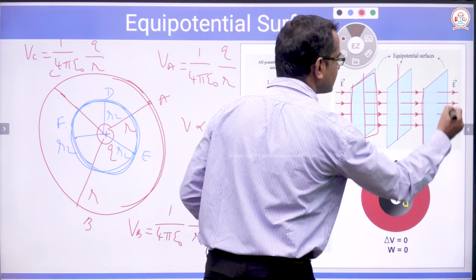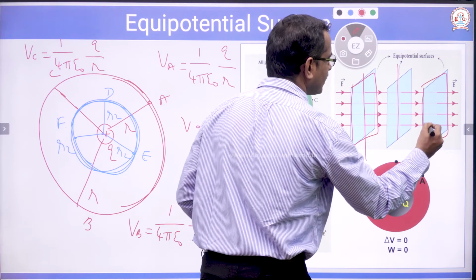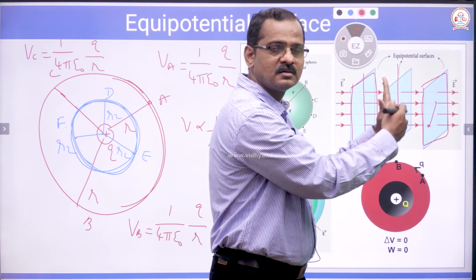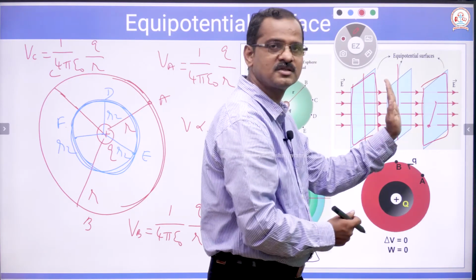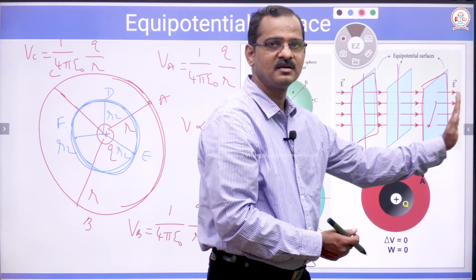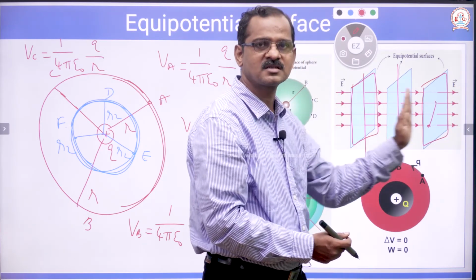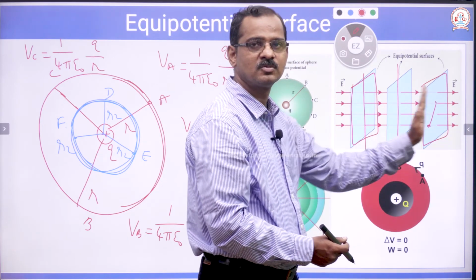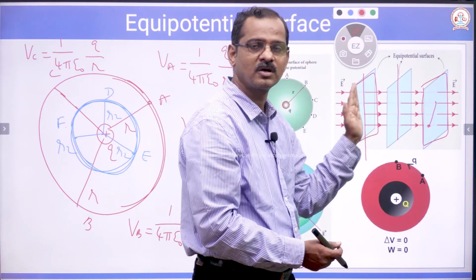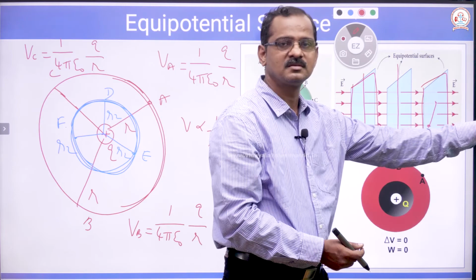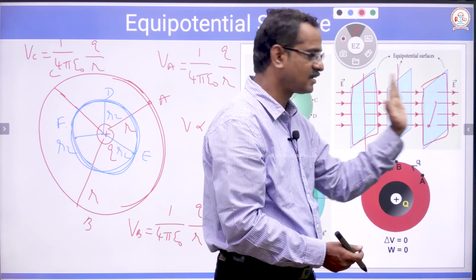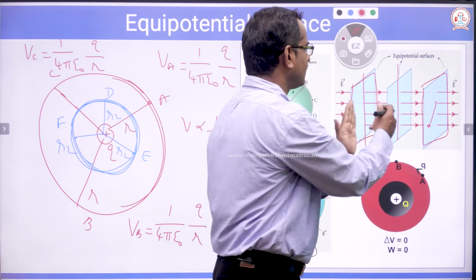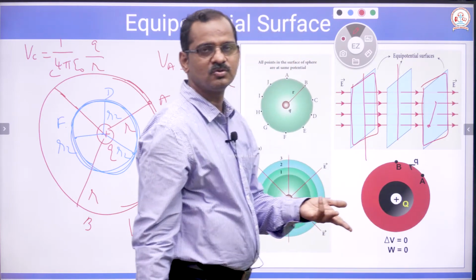Along this surface, to move a charge from one point to another, the work done will be 0. But if you want to move the charge away from the direction of the electric field, that is against the force, we have to do work. To move a charge along the field, less work is needed, and sometimes, based on the quantity of charge, it will move automatically because the force of repulsion is there. But along the equipotential surface, work done will be 0.